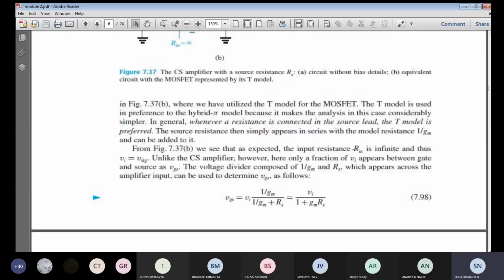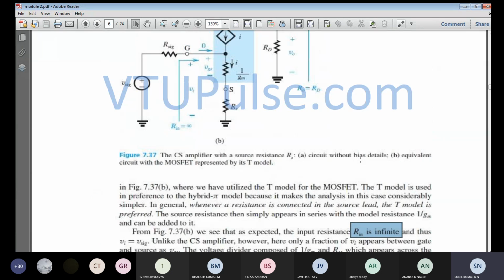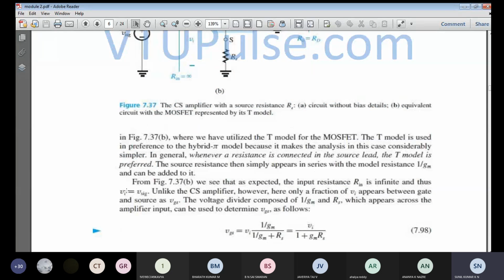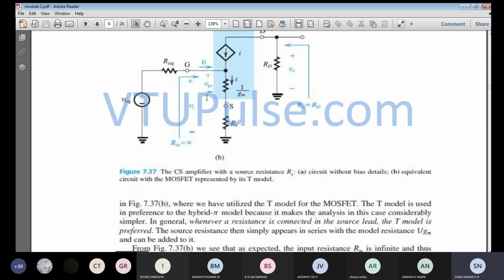So we know that Rin is infinity because Ig is equal to 0. So with Rin equal to infinity, what is the value of Vi? Vi will be the same as that of V signal itself. So Vi will be equal to V signal, but Vi is not equal to Vgs now.